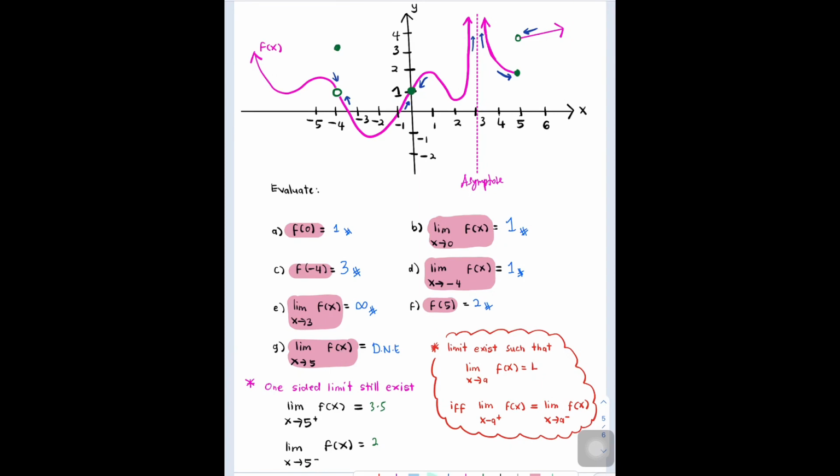Finally, the question asks us for the limit of f(x) as x approaches 5. Okay, so let's see, this is the value of 5. So let's check the one-sided limits. The limit of f(x) as x approaches 5 from the right is equal to 3.5. So let's write it here. And the limit of f(x) as x approaches 5 from the left is equal to 2. Therefore, we can conclude that the limit of f(x) as x approaches 5 does not exist, since the limit from the right-hand side is not the same as the limit from the left-hand side.